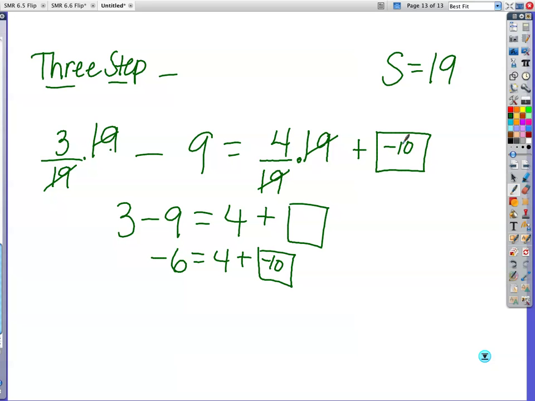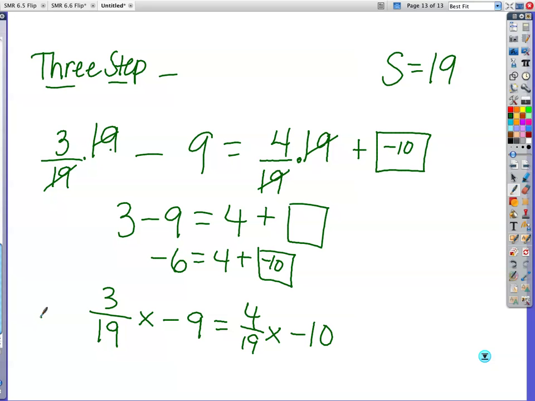Cool. So if I rewrite this, I guess it's not the problem here. It's going to look scary. If you gave this to somebody else, they're going to go, what? They're going to get 3 19ths x minus 9 equals 4 19ths x minus 10. It looks bad, but it'll solve out nice.